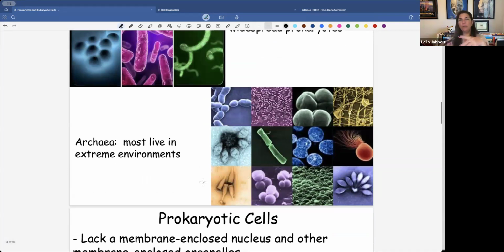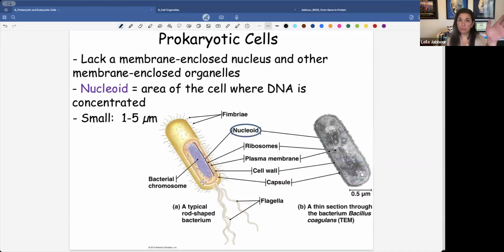So what are prokaryotic cells? They're your most primitive cells. As I said earlier, eukaryotic cells are what animal cells are made of, and those are more sophisticated cells. So let's start with the more primitive cells, the prokaryotic cells. They lack a membrane-enclosed nucleus and other membrane-enclosed organelles, which means that the cell membrane is of course there, because that's basic to all cells.